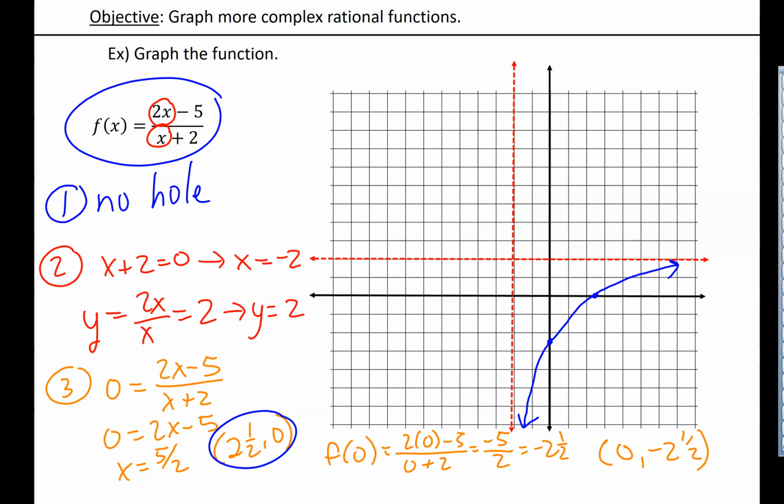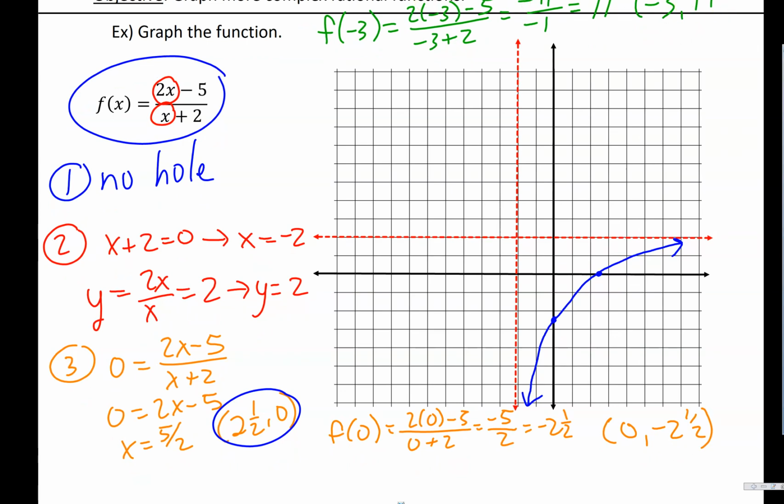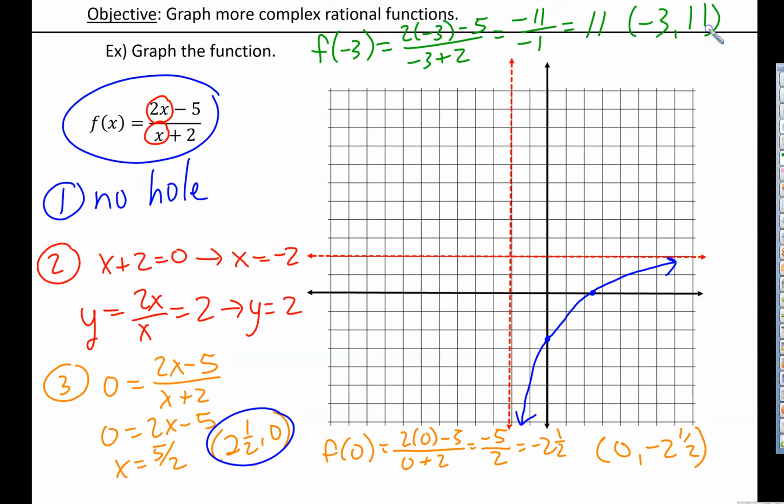So I'm going to use x equals -3, so I'm going to find f of -3, and that is (2 times -3 minus 5) over (-3 plus 2). That gives me -11 over -1, which is 11. That's the point (-3, 11). That may or may not actually fit on my graph. Let's see, 2, this is 4, 6, 8. It does. It's right at the top edge, so I could use it.